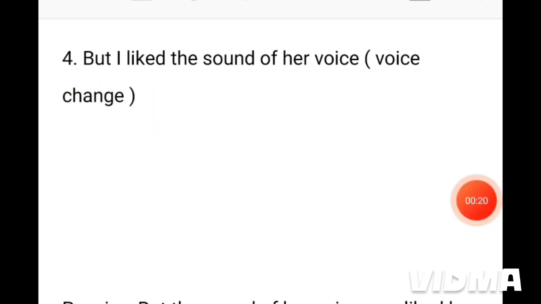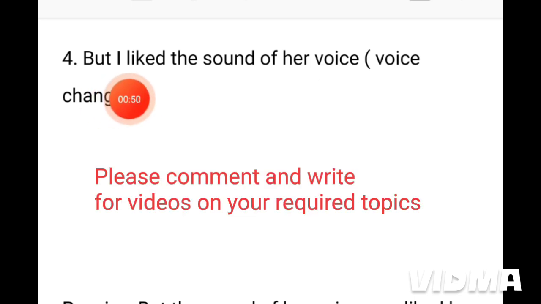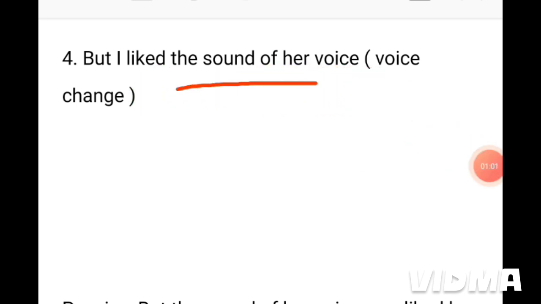We will work here on this part of the sentence, and this part will be changed into the passive form. I is the subject here, liked is the main verb, and this is in the past tense. The sound of her voice, this entire phrase, is the object here. We often get confused with this type of phrase and we cannot find what the object is.